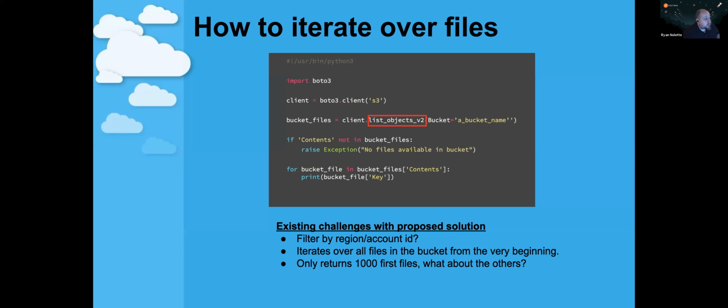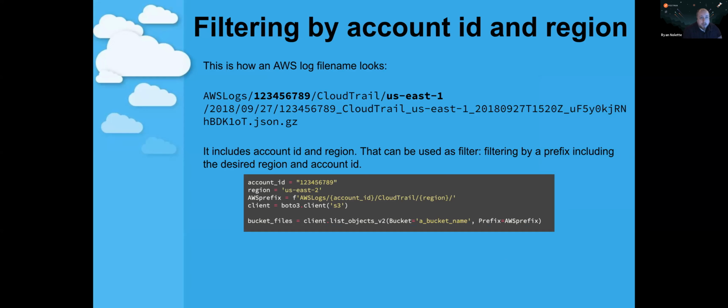Now, as I was talking, what I should have done was actually highlight these sections of the code. But the list objects v2, this is where we're going to be controlling what object we're going to be interacting with, and then this bucket file content is kind of how we're doing that iteration. Now, the big issue that we ran into was filtering by account ID. So let's filter by these.